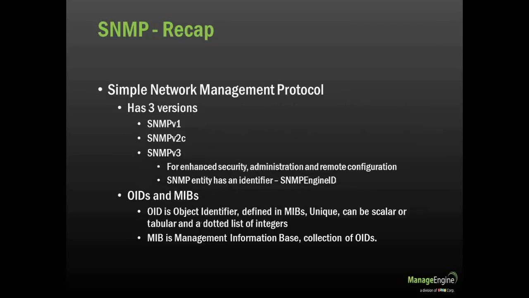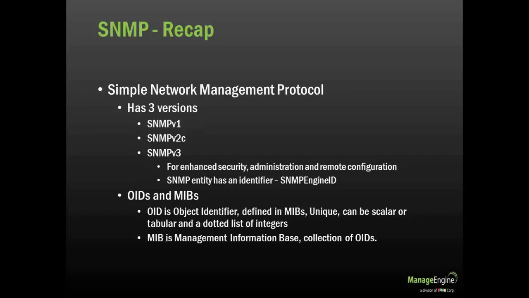SNMP has three versions: SNMP v1, SNMP v2c, SNMP v3. The first two, SNMP v1 and SNMP v2c, pass the authentication string, widely known as the community string, in clear text. Hence, these versions are considered insecure by security analysts and are easily vulnerable to attacks. SNMP v3 is the most secure version of these three and has been used for administration and remote configuration of SNMP devices through view-based access control model and user-based security model.